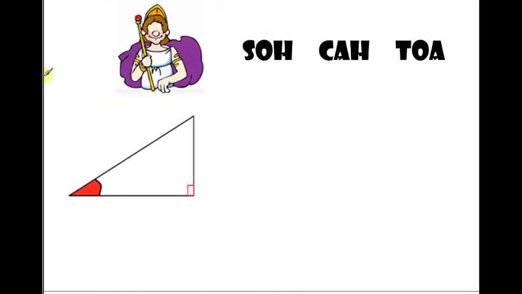Now, we do have a way to remember these ratios. That's something you've got to memorize. So here's a little memory trick. This, ladies and gentlemen, is who I like to think of as Sokotoa, who is the Greek goddess of trigonometry.